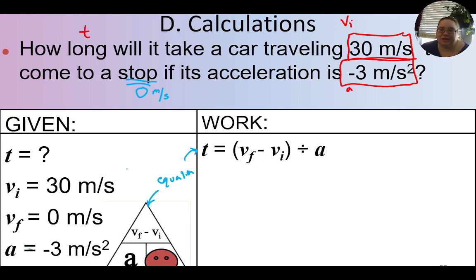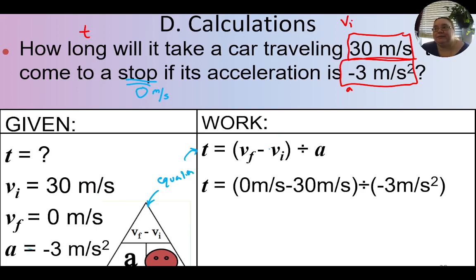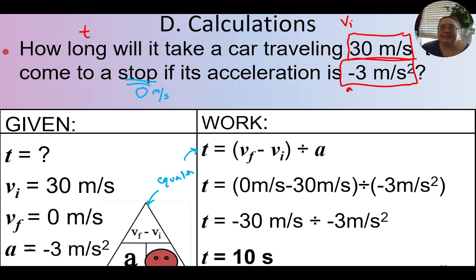So we're going to plug and chug. Final minus initial. It has to be 0 minus 30. Yes, that's going to give you a negative number. When we take a negative number and we divide it by a negative number, we get a positive number. So the time that it takes to decelerate or to slow down from 30 meters per second to 0 is 10 seconds. It takes us 10 seconds to slow down from 30 to a stop.